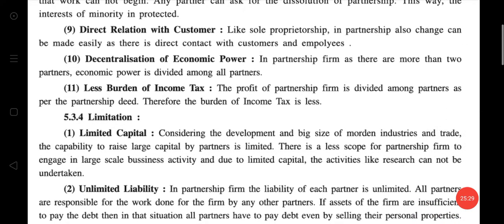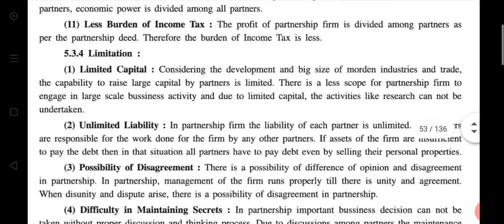Then the direct relation with the customer. Like a sole proprietorship, in a partnership also change can be made easily, as there is direct contact with customers and employees. Then the decentralization of economic power. In a partnership firm, as there are two or more partners, economic power is divided among all the partners, not a burden of only a single partner.